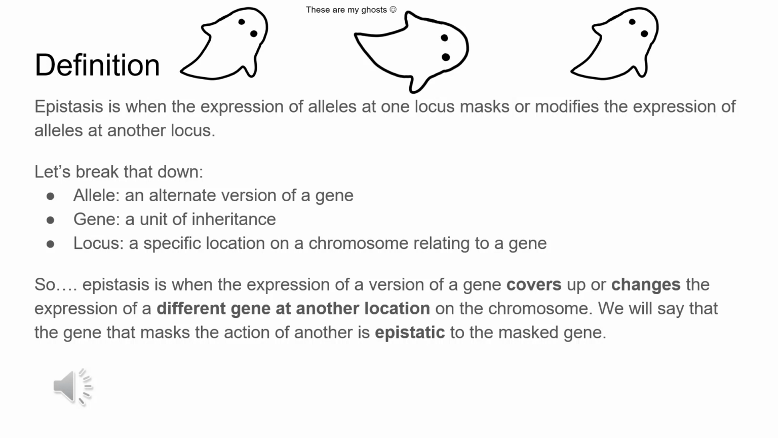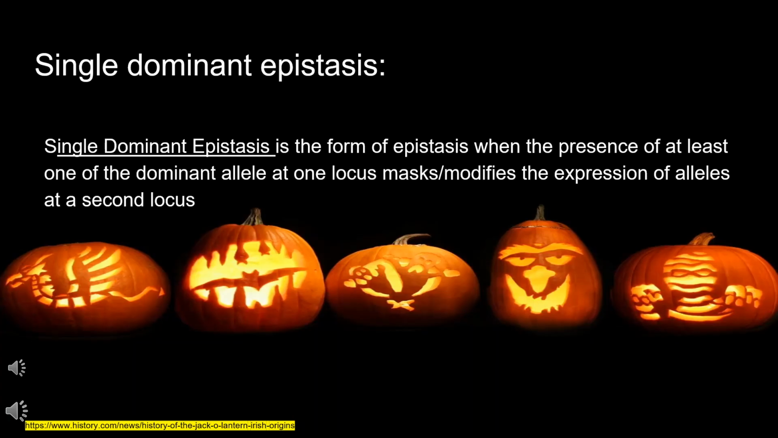So we will say that the gene that masks the action of another is epistatic to the masked gene. Remember, this is an interaction between two different genes, not between two alleles at one locus. There are many types of epistasis. Today we will talk about single dominant epistasis.